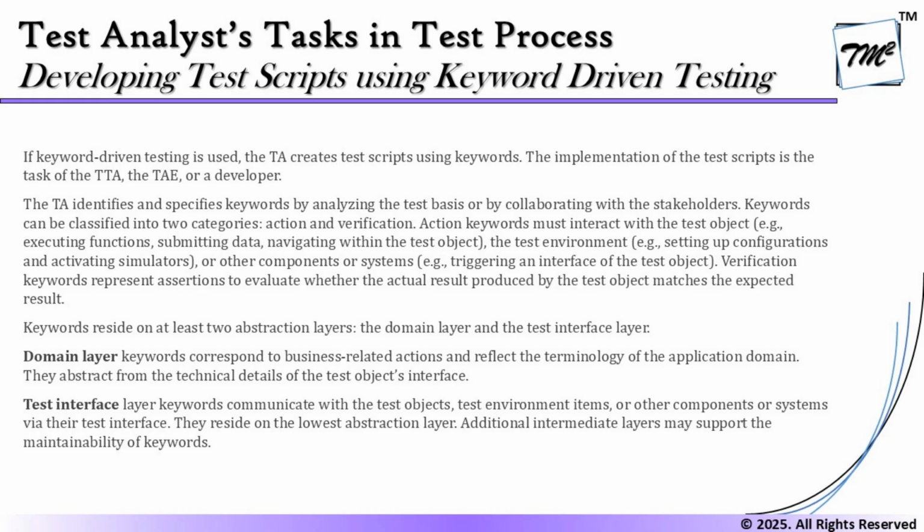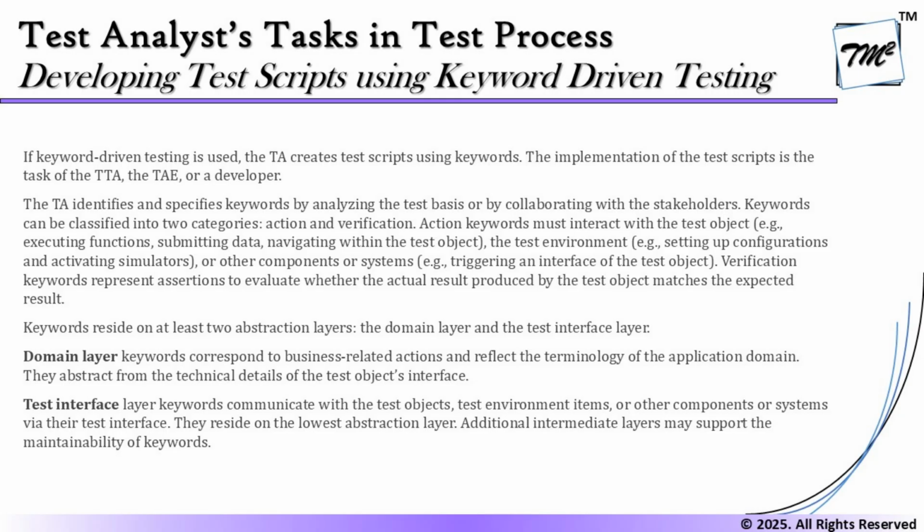However, also to add here, the keywords reside on at least two abstraction layers, the domain layer and the test interface layer. In the domain layer, the keywords correspond to business-related actions and reflect the terminology of the application domain. Here they abstract from the technical details of the test object's interface. On the other side, in the test interface layer, keywords communicate with the test object and test environment items or other components of the system via their test interface. They reside on the lowest abstraction layer. Additional intermediate layers may also support the maintainability of the keywords.